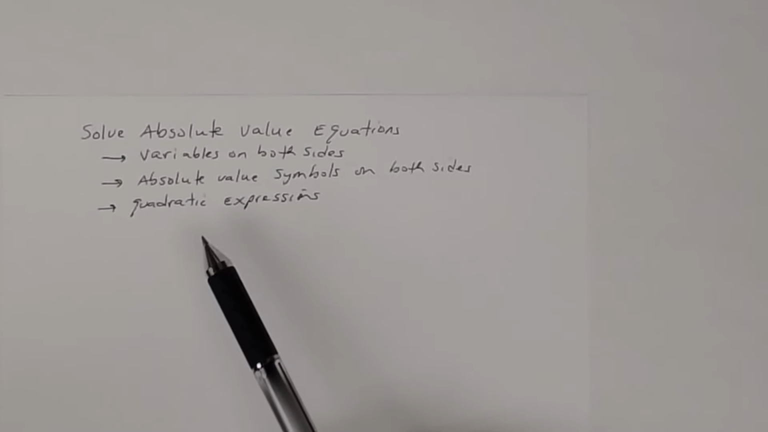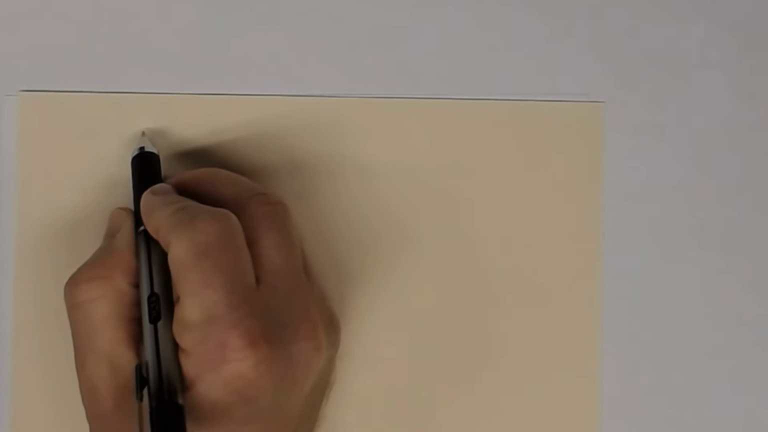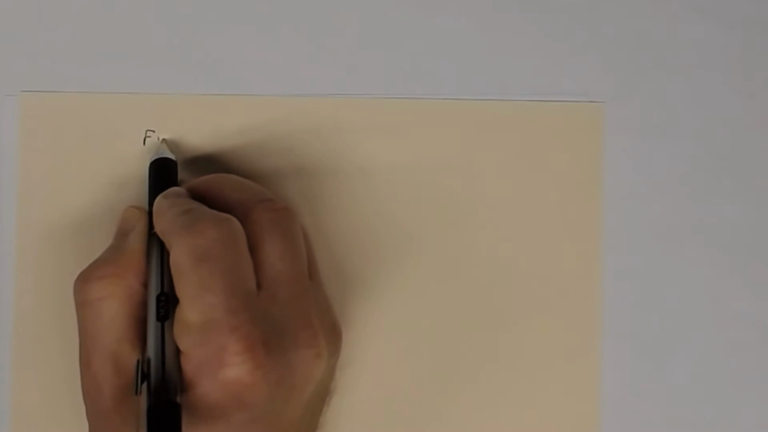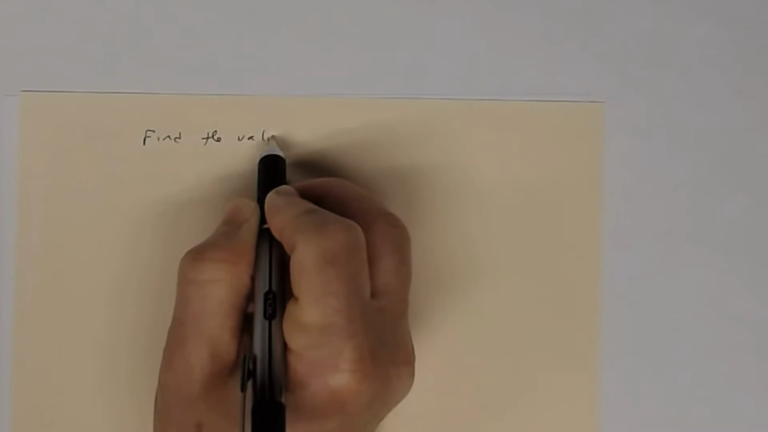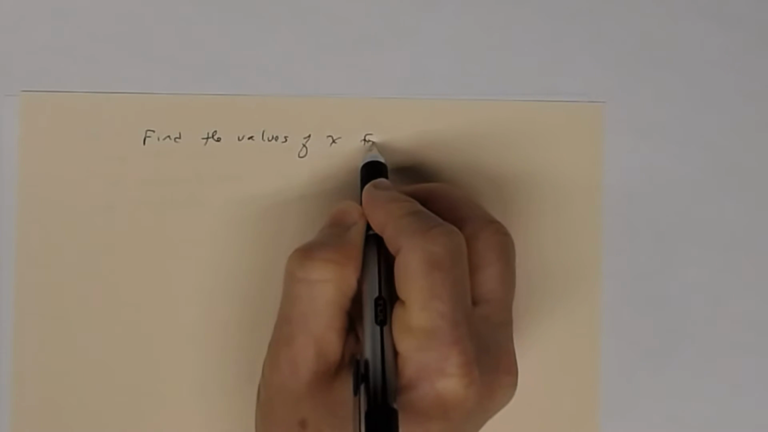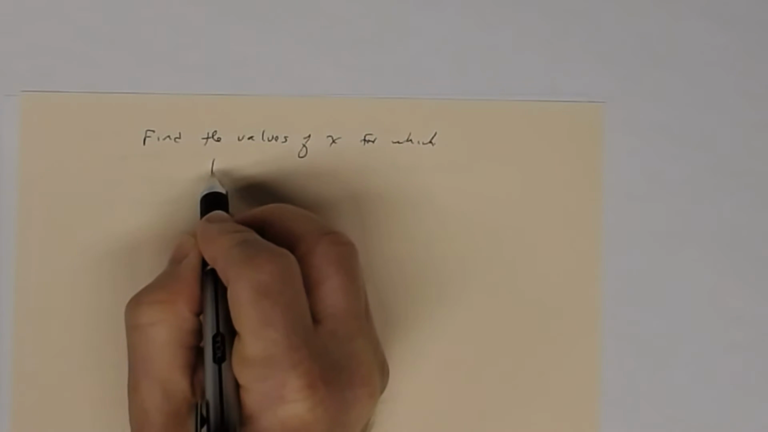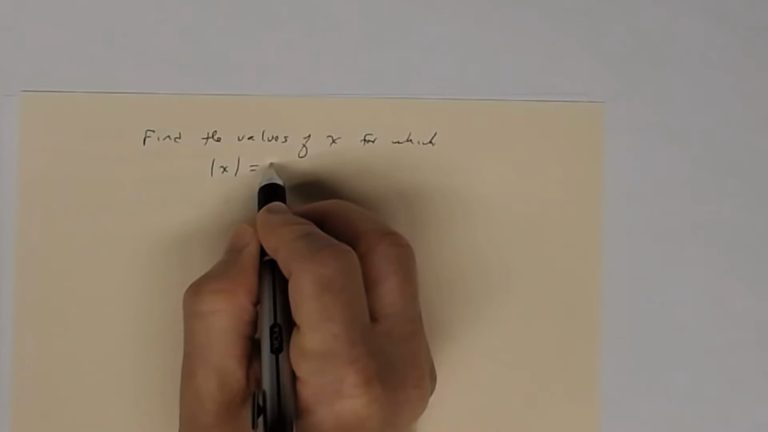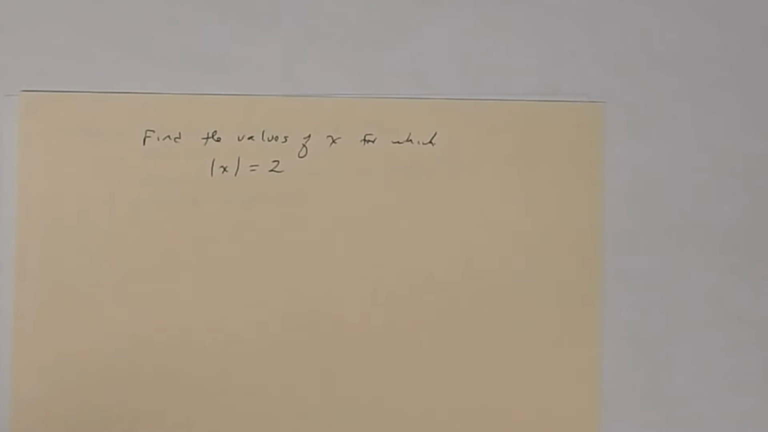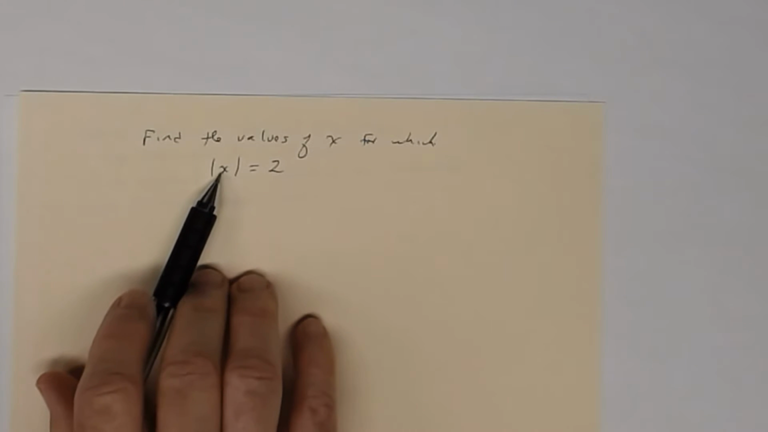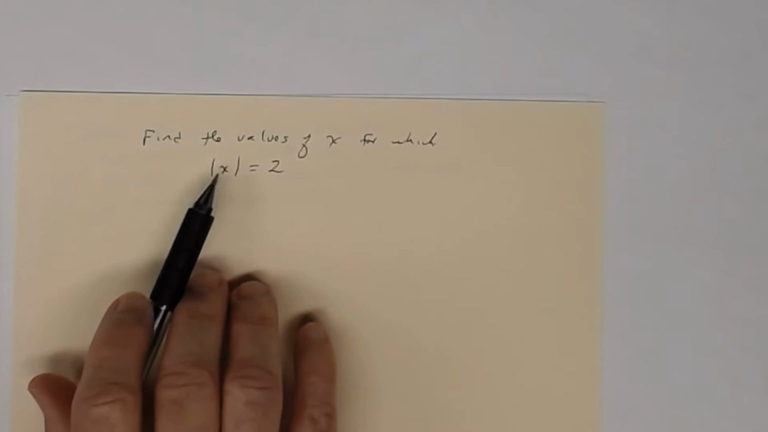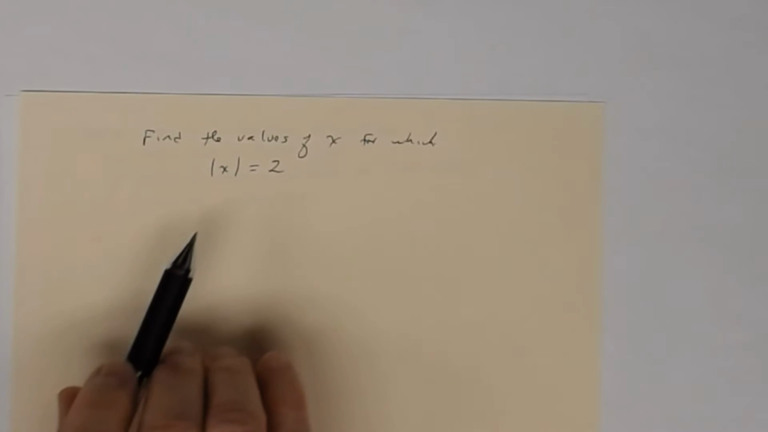Before you can solve an absolute value equation, you need to make sure you understand what the idea of absolute value means, or one idea of what that means. So for example, suppose I want to find the values of x for which the absolute value of x is equal to, let's say, 2. Okay? So I want to find out what values of x, such that when I take the absolute value of it, I'll get the value of 2.